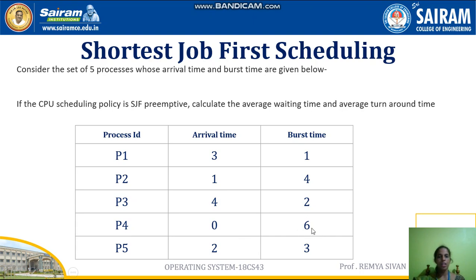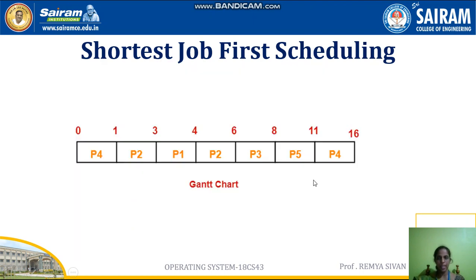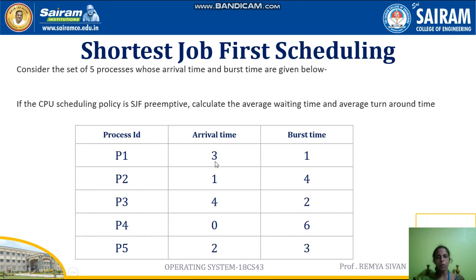So now P4's burst time is 6 minus 1, 5. So 4 is less than 5, so P2 will be executing. P2 will be executing and at time 2 P5 came. P5's burst time is 3 and P2 executed for 1 millisecond, so P2's remaining time is 3. Both are the same, so P2 will be continuing their execution.